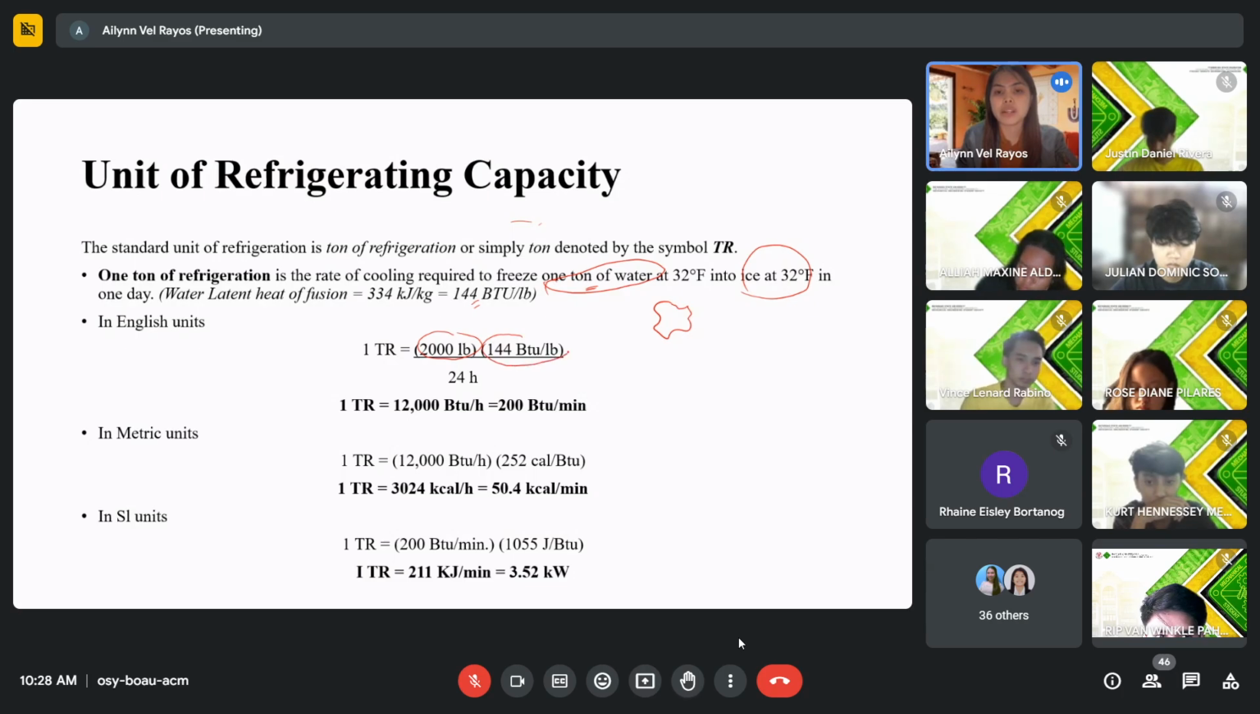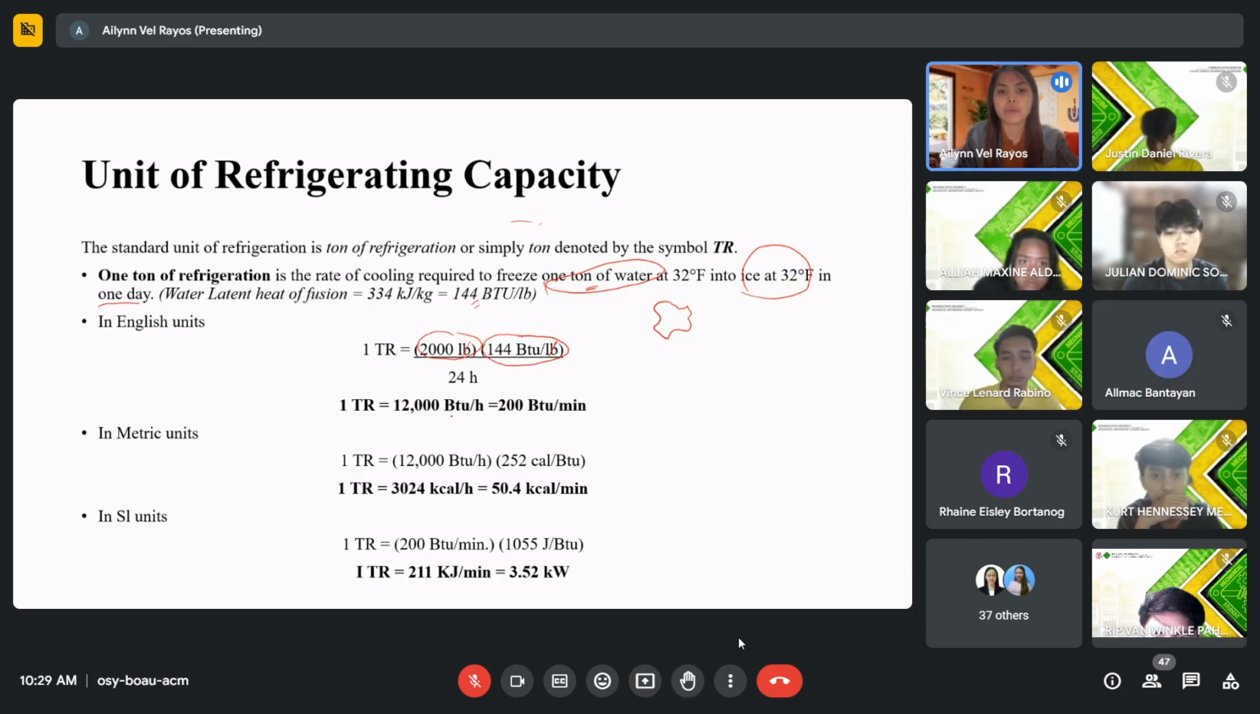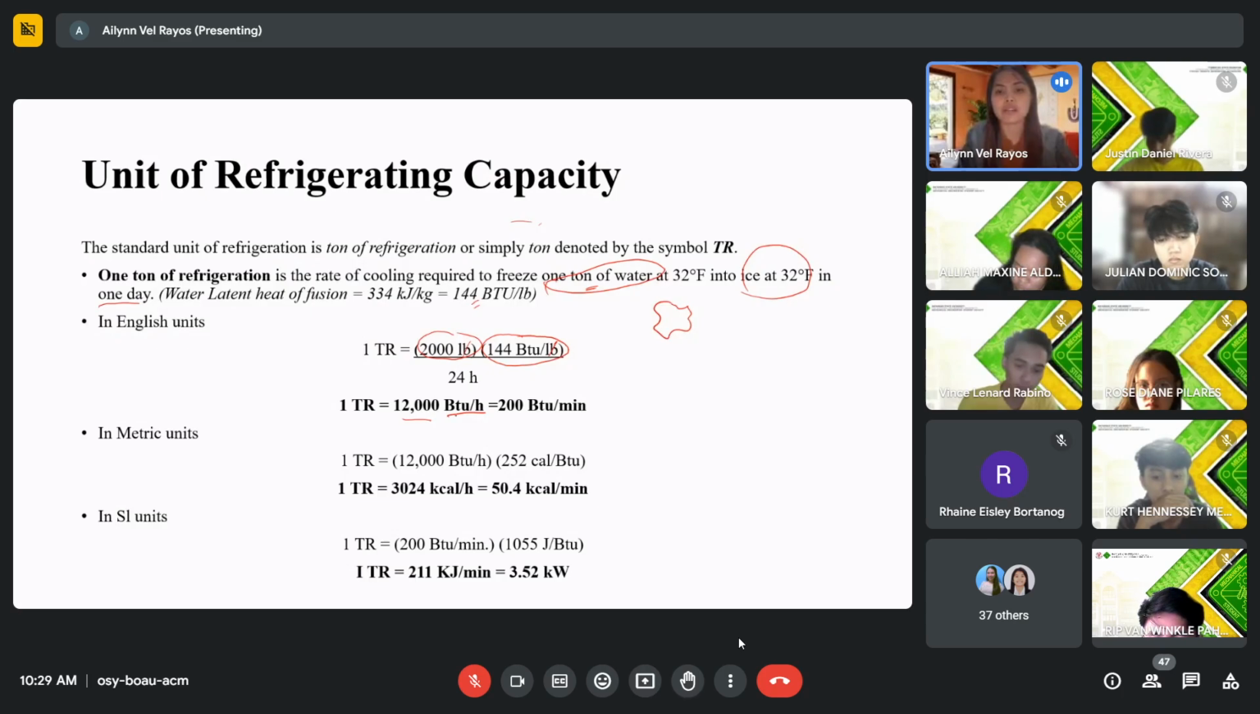So this is the amount required in order to convert 1 ton of water at 0 degrees Celsius to 1 ton of ice at 0 degrees Celsius. So that is 144 BTU per pound. So ibig sabihin, para ma-convert natin lahat ng 2,000 pounds, i-multiply natin siya sa 144 per pound. So cancel natin to. And as you can see, ton of refrigeration per 1 day or per 24 hours, kaya siya dinivide ng 24 hours. Okay? So therefore, ang 1 ton of refrigeration in BTU per hour is 12,000 and then BTU per minute is 200 BTU per minute. So that is in English unit.